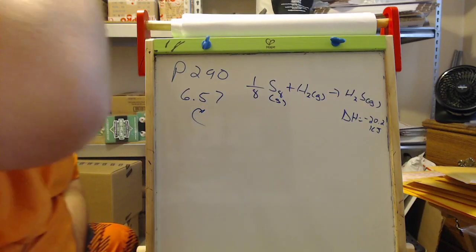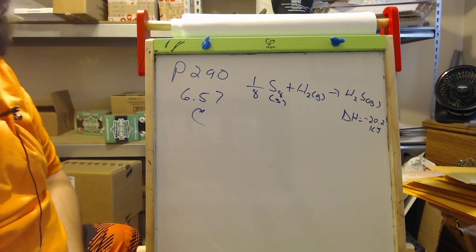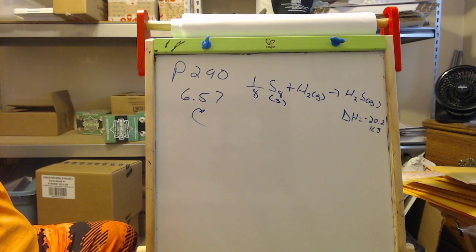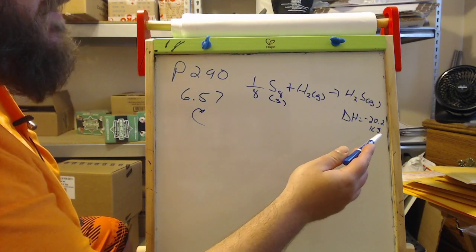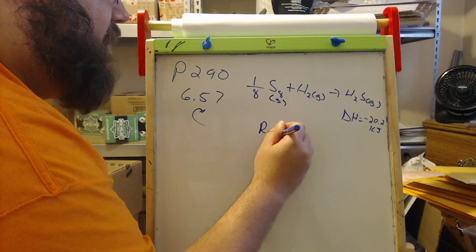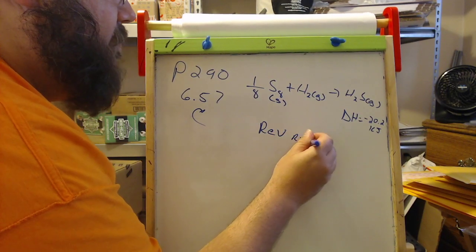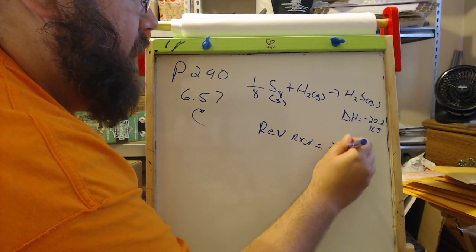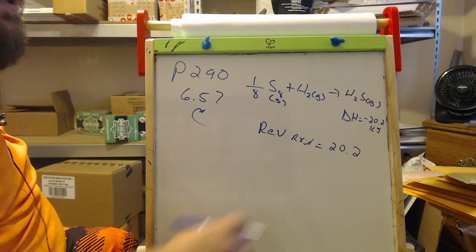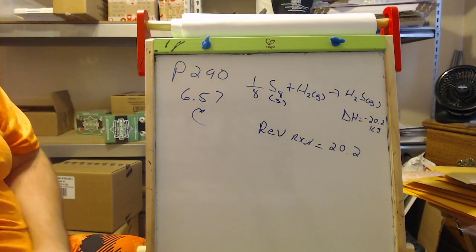Now, the rule is the following. If I have a delta H, and we look at the reverse reaction, the reverse reaction is the opposite sign. So reverse reaction, same number, opposite sign, 20.2. They're not asking that, but I'm just reviewing. Reverse reaction, change the sign, keep the number.